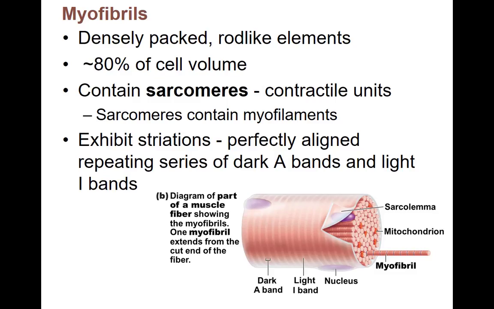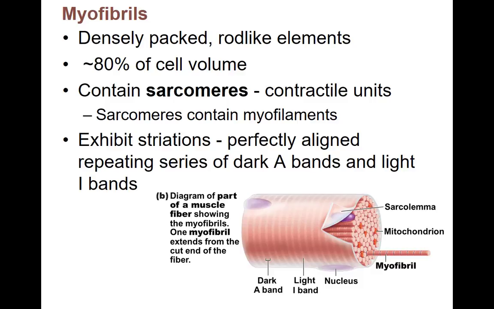Now, myofibrils are densely packed rod-like elements that make up the majority of the cell. Myofibrils can change in number if you work out. So these are all these little rod things that make up the majority of the cell. On here we find those sarcomeres, those repeating units of light bands and dark bands. They show us the striations.